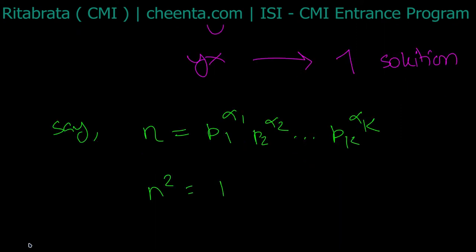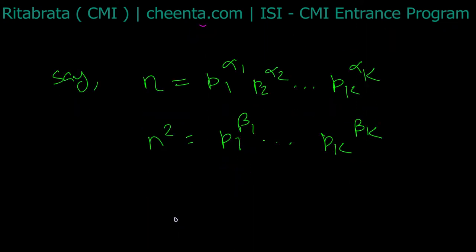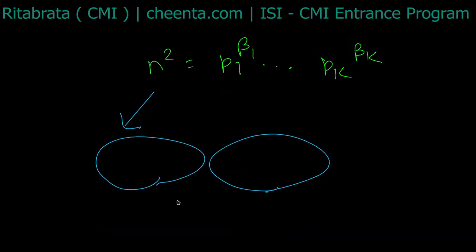So n squared is just p1 to the power beta 1 up to pk to the power beta k, where beta j is just 2 times alpha j. It's okay. Now I am writing n squared as a product of two co-prime factors, x and y.